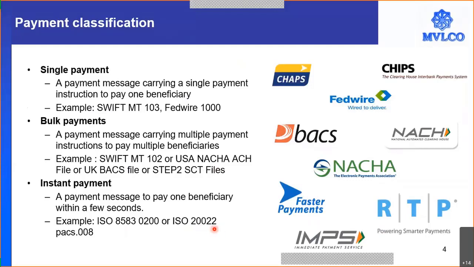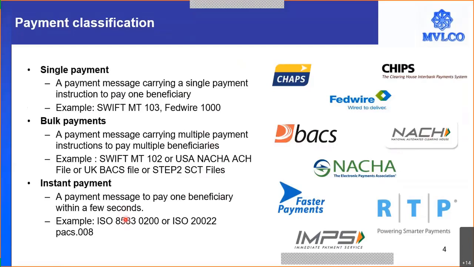To summarize on this slide, if I have a single payment, I may use a system which carries only a single payment, like CHAPS in UK, CHIPS in United States, or Fedwire in United States, or maybe RTGS in India, or NEFT in India. If I want to make bulk payment, a large number of payments within one single message, then I'll use the ACHs, automated clearinghouses, where I could have BACS, NACH, or the NACHA ACHs in USA.